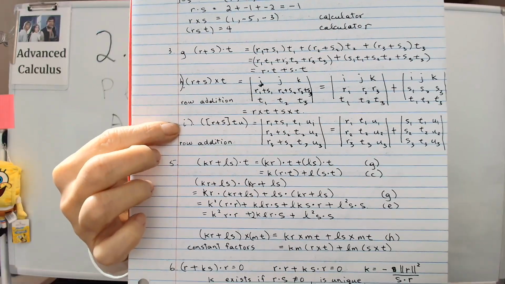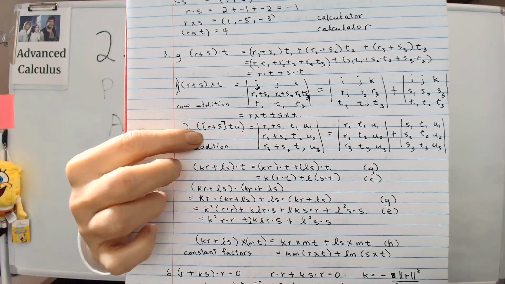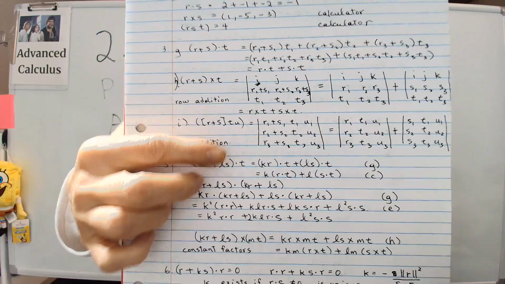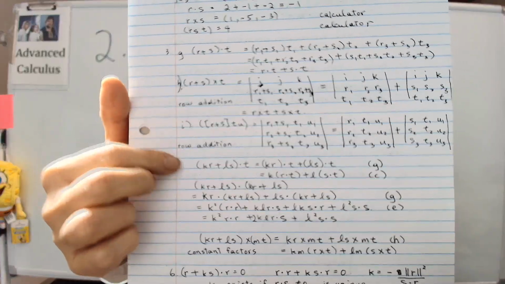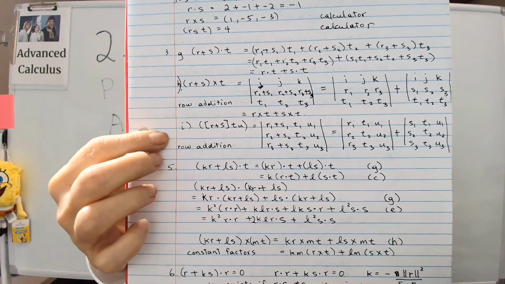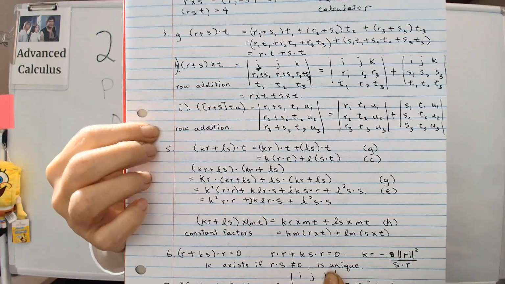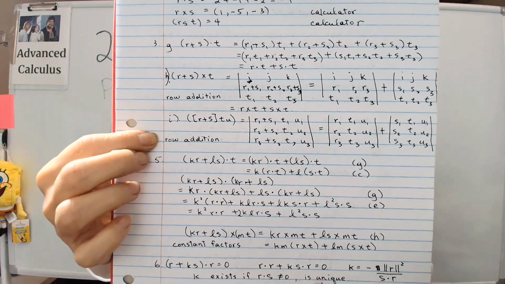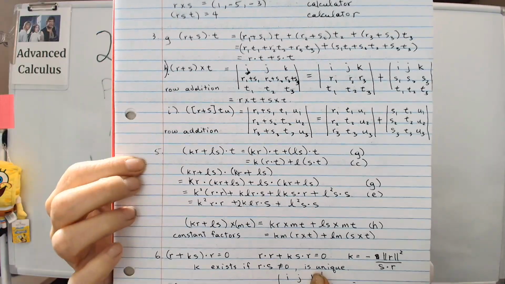The same goes for the next problem, which is calculating the determinant. Again, we'll just split it up, and then it becomes two of them, using the row addition property of determinants. So that is problem 3.